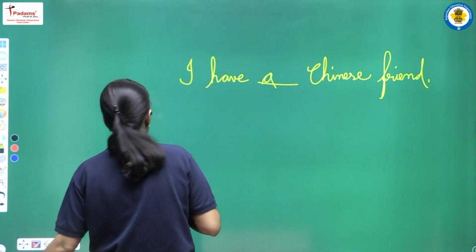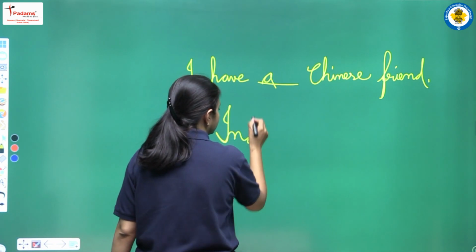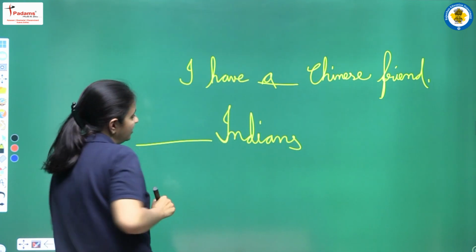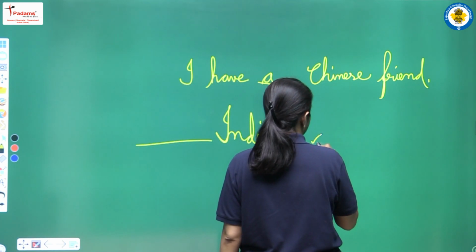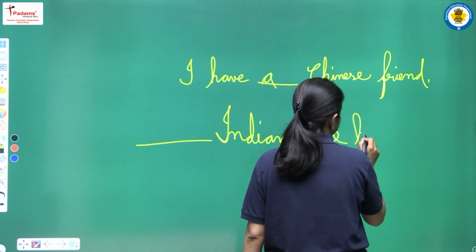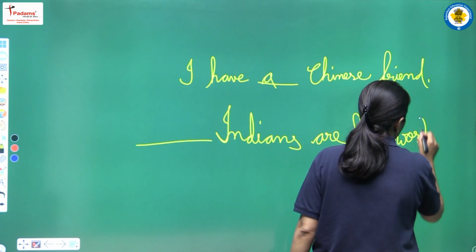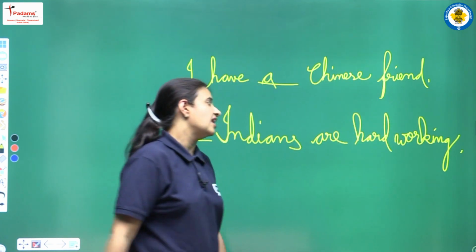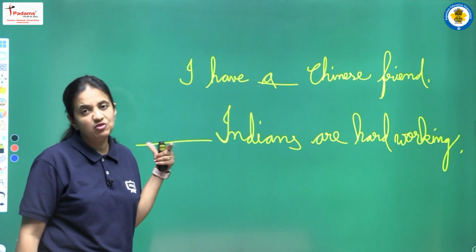Clear? Suppose we are having Indians, and in the beginning we are having one blank. Next is hardworking. So this is the sentence that we are having: Indians are hardworking, and in the beginning of the sentence we are having one blank.